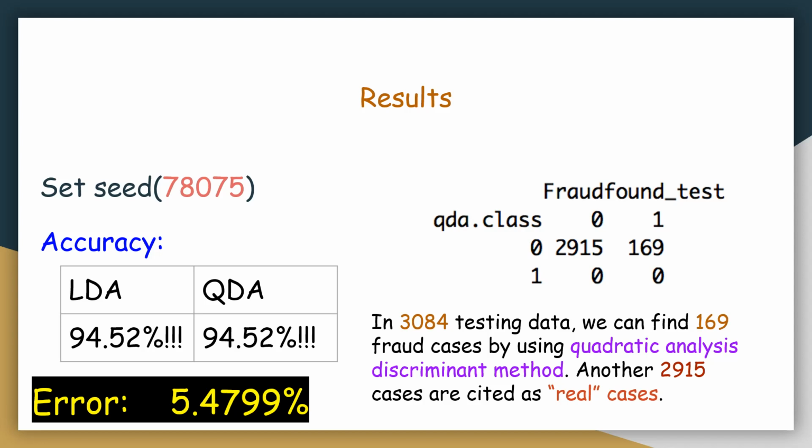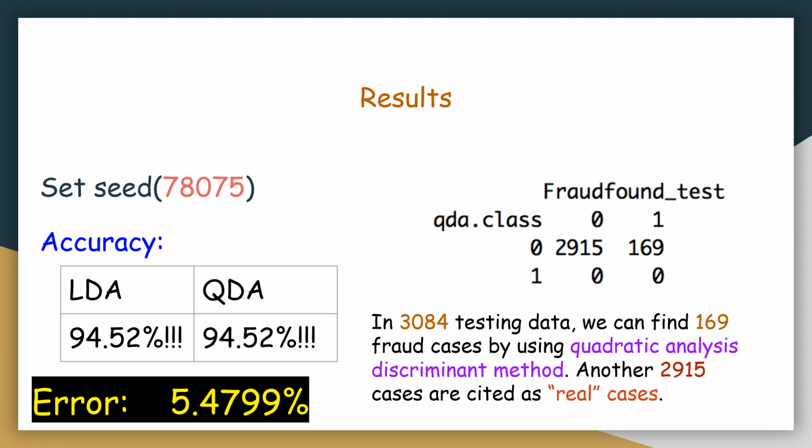In order to make a fair comparison, all three methods use 78075 as the random seed. In the 3084 testing records, we can find 169 fault cases by using the quadratic discriminant analysis method, and the other 2915 cases are classified as real cases. The accuracy rate is about 94.52%, which is very good.